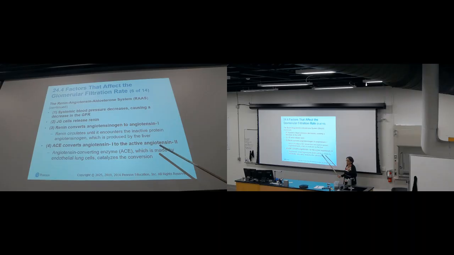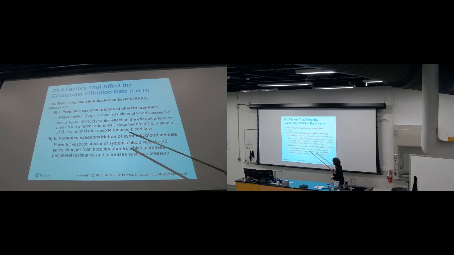And angiotensin 2 is a powerful vasoconstrictor. So it's going to make your blood vessels become smaller. And then this angiotensin 2 is going to activate not only vasoconstriction, but it's going to make aldosterone be released by your adrenal cortex.